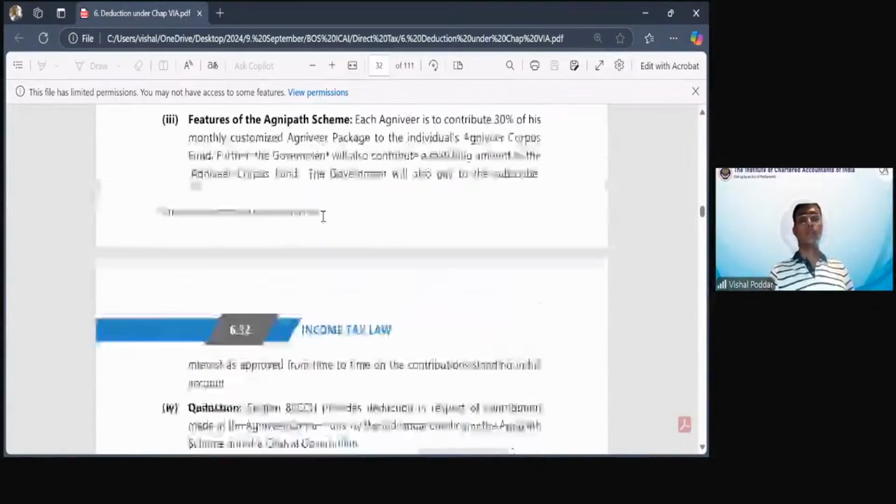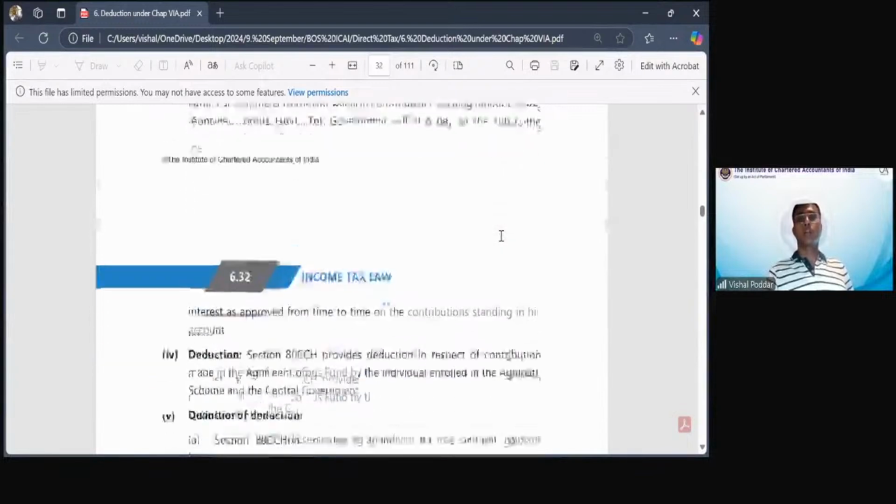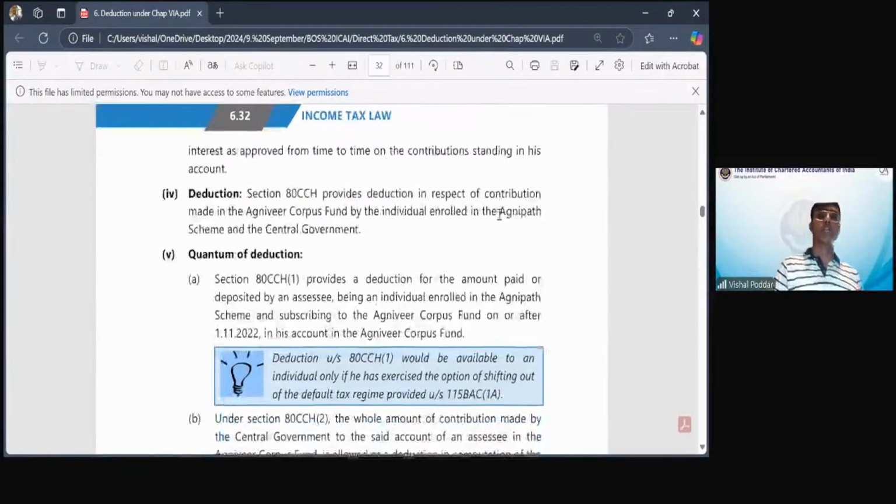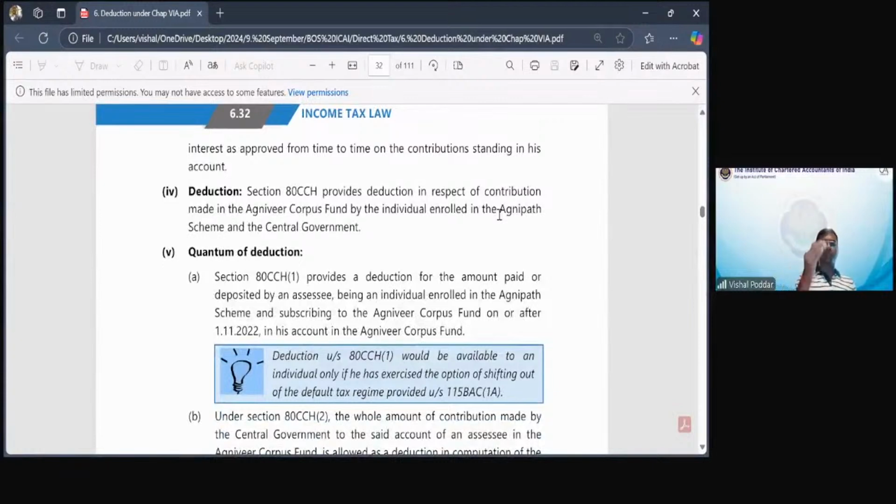Further, the government will also pay to the subscriber interest as approved from time to time on the contribution standing in his account. So your contribution, the government's contribution, and the interest: this is what is accumulating in this Agniveer fund. Now, Section 80CCH provides deduction in respect of contributions made in the Agniveer corpus fund by the individuals enrolled in the Agnipath scheme and the central government.